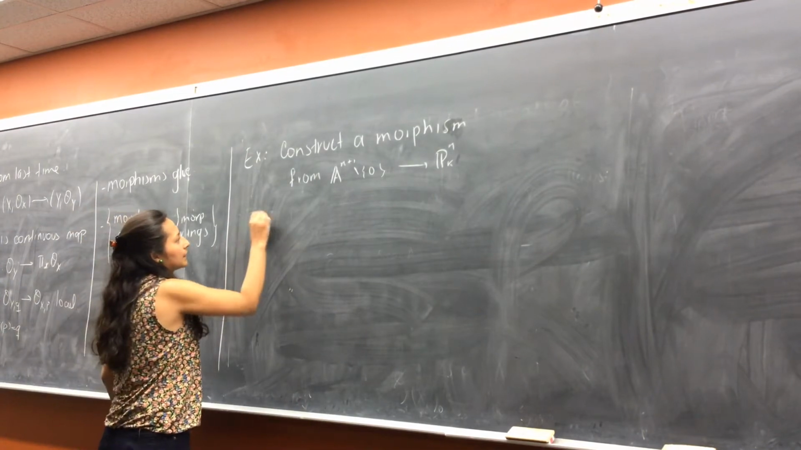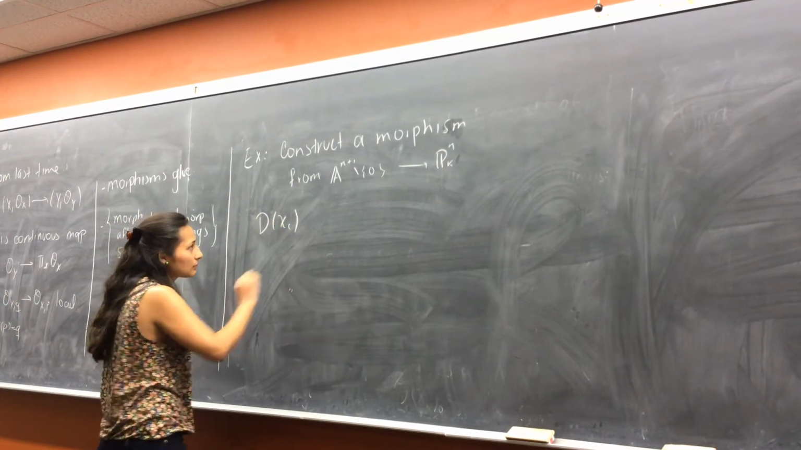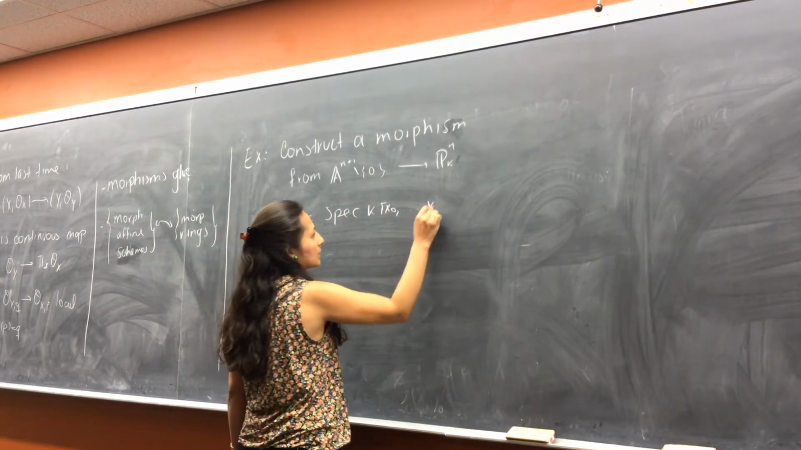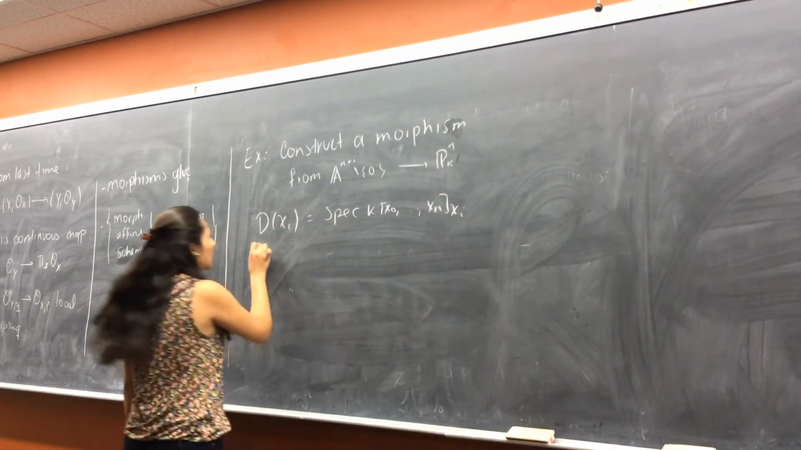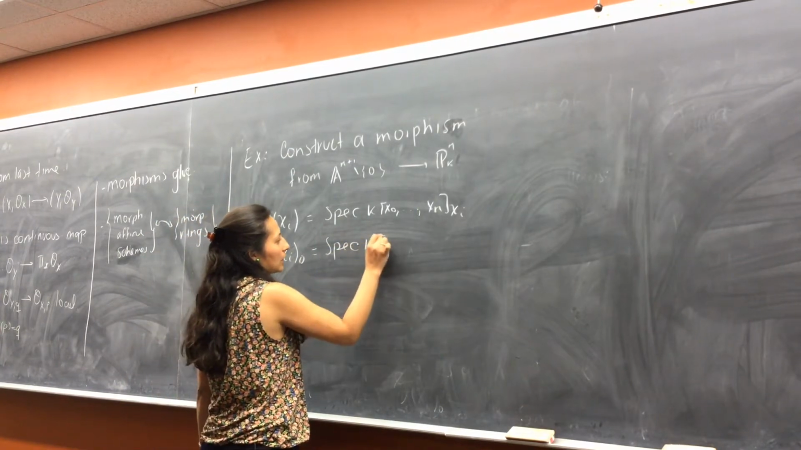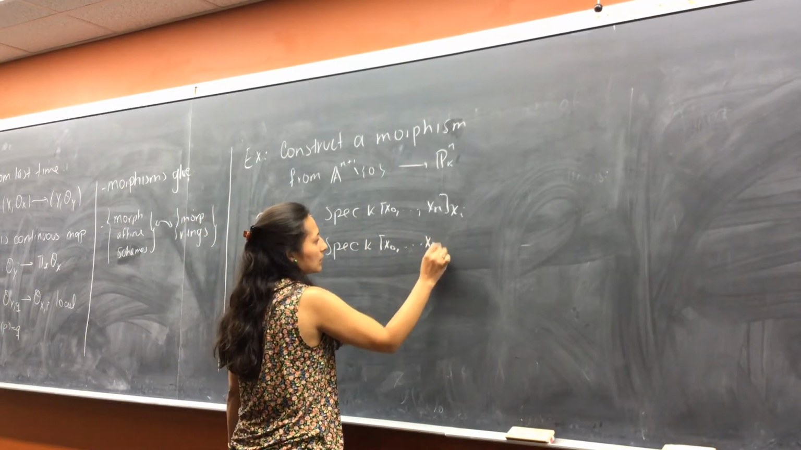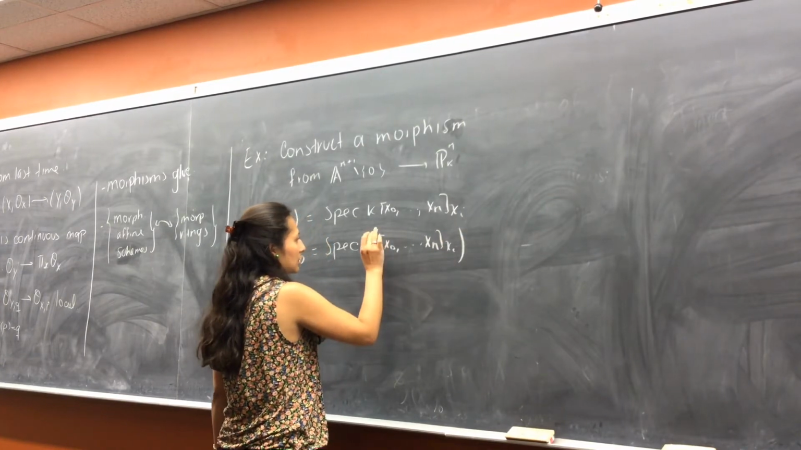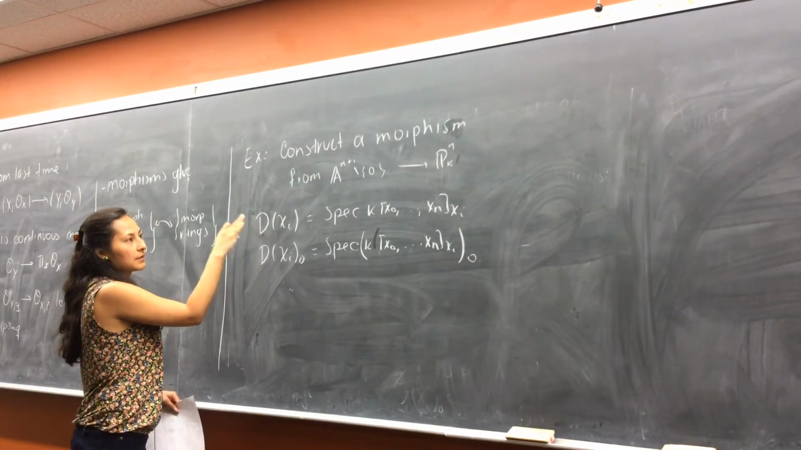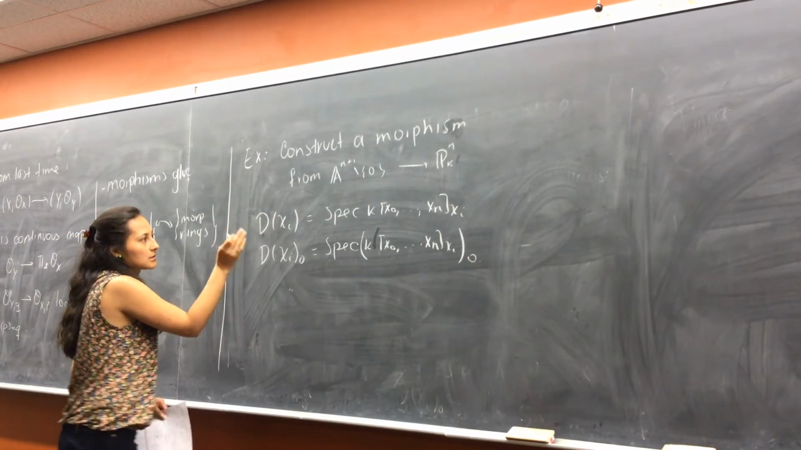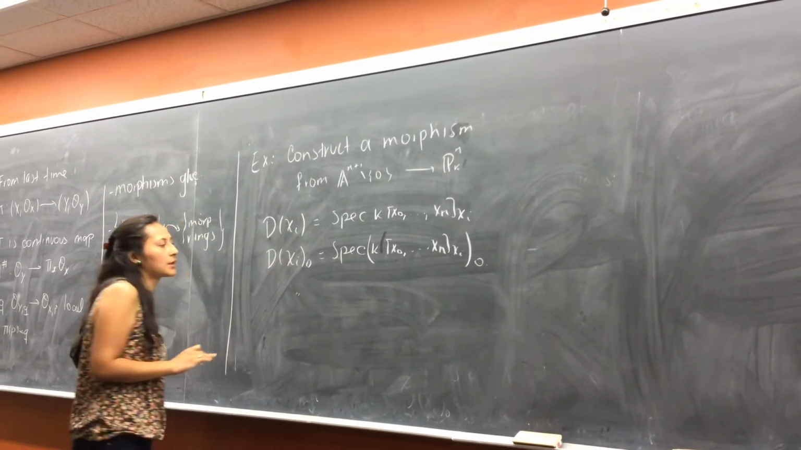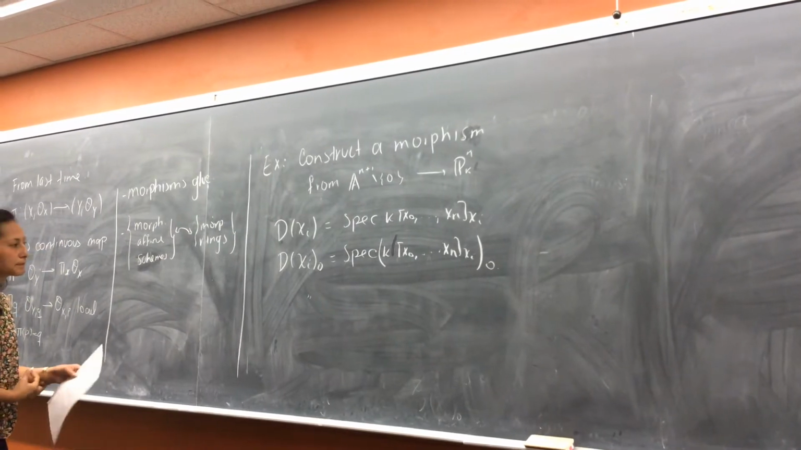So define D(x_i), which is Spec of k[x_0, ..., x_n] localized at x_i. And then I will use this definition to say Spec of k[x_0, ..., x_n, 1/x_i], and take the 0 piece of that, by these maps. These schemes, I'm thinking inside of A^{n+1} minus 0, and here I'm thinking in P^n_k.